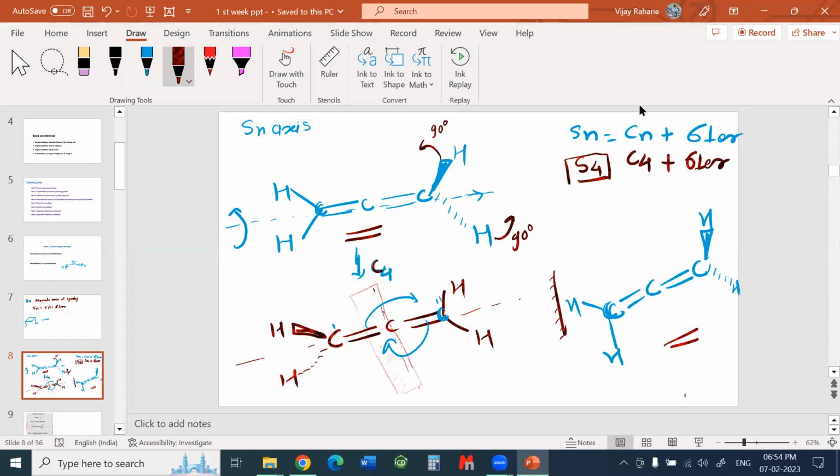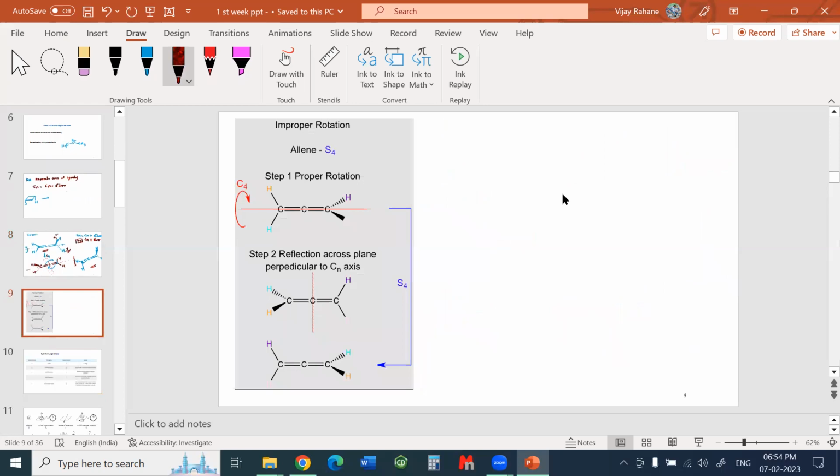Now we'll slowly move towards this example. Here I have just pasted from the textbook. Here we have the same example as we saw here. Here, with this hydrogen, we did the C4 operation. So this orange and the blue hydrogen, after the C4 you can see here, we did the C4 operation, right? So here we can see this C4.